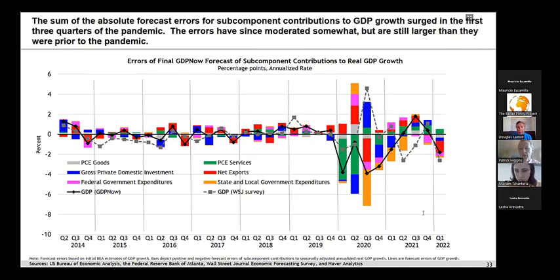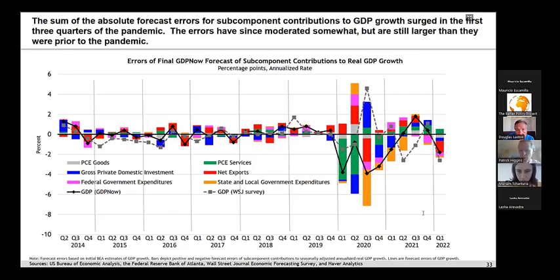So this is essentially decomposing forecast errors. The black line is the forecast error for GDP growth. The bars are the forecast errors for the subcomponent contributions. You can see that some of the bars are above 0 and some are below 0, and the GDP growth forecast is close to what was released, even though the subcomponents were off by somewhat. The positive errors canceled out the negative errors.